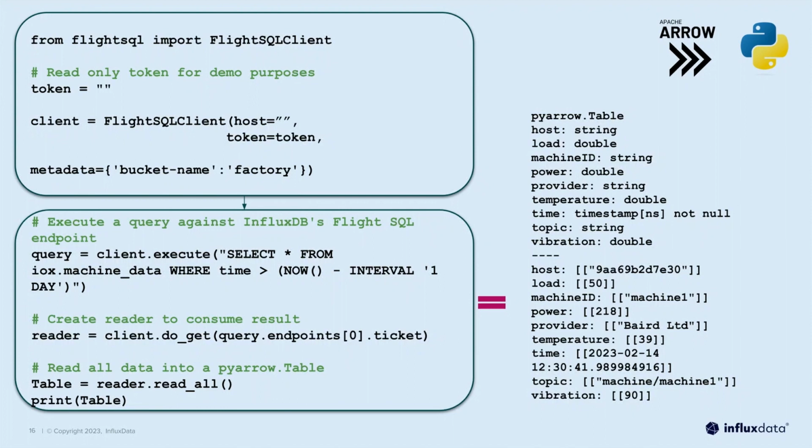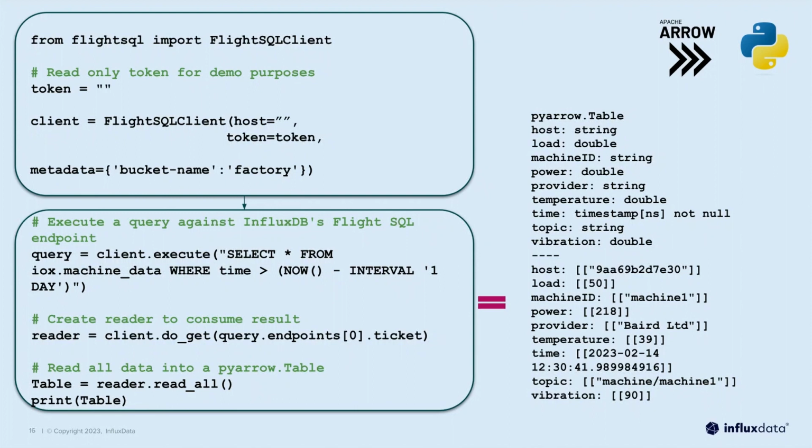And from there, we're doing a query against it, where we select from the IOx data machine where the time is less than now in an interval of 1 day. So basically, give me all the data for the past day. Go ahead and query those endpoints, put this in a table, and then print the table. That is basically what that is doing right there. That is the printed table. So this is pretty straightforward.